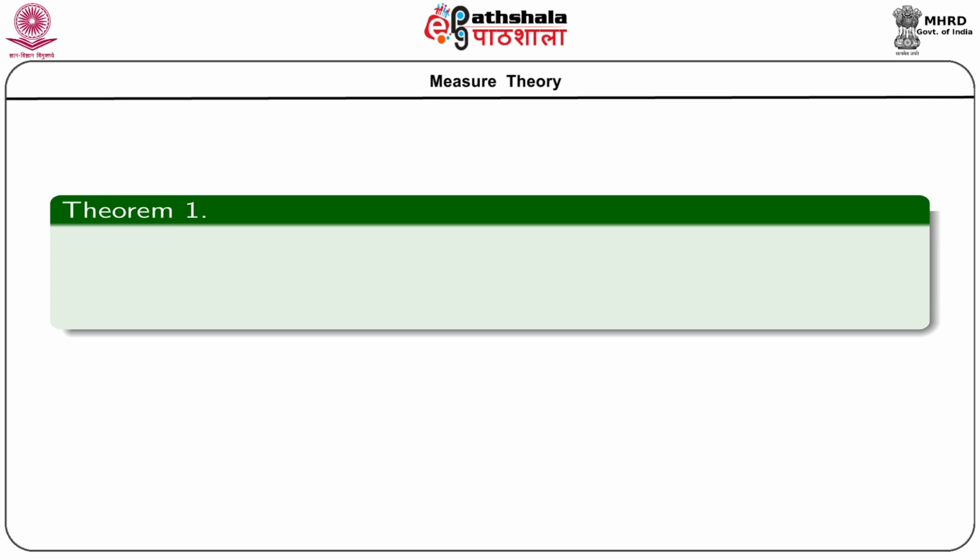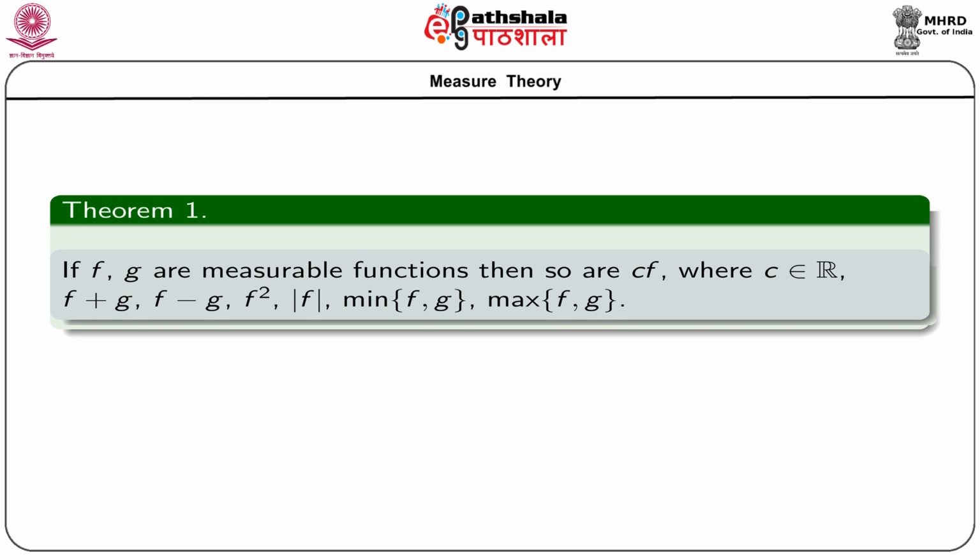So, we start with Theorem 1, which states that if f, g are 2 measurable functions and c is a given constant, then cf is measurable, and f plus g, f minus g, f square, mod f, minimum of f g, and maximum of f g, all these functions are measurable.